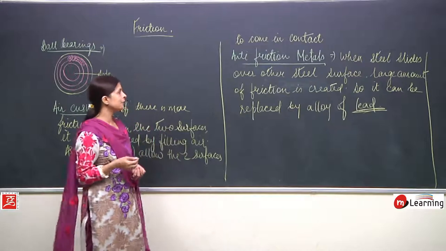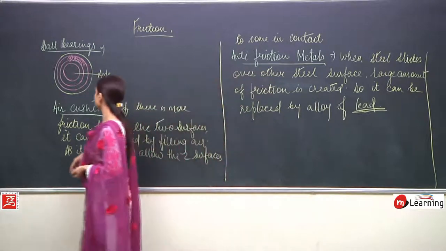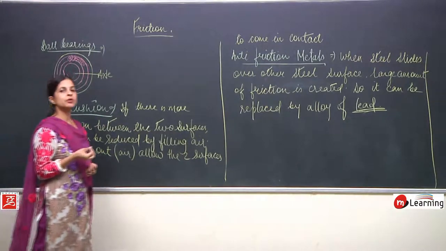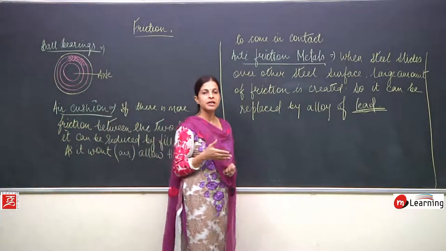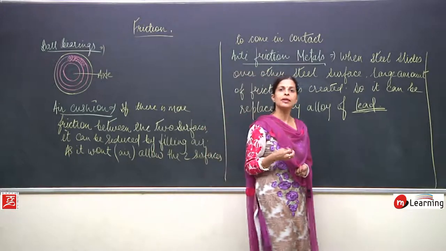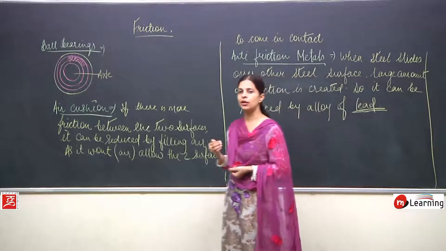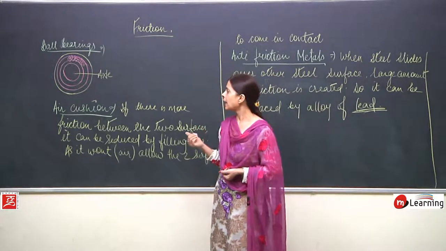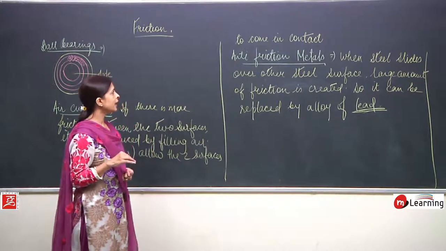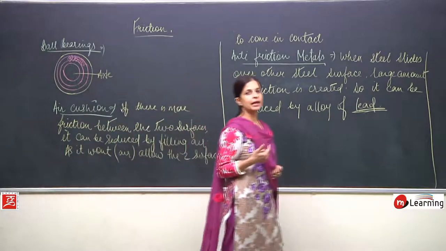Now we have discussed everything: ball bearings, air cushions and also anti-friction metals. By making changes in the shape, that means a streamlined shape, by adding lubricant, by polishing the surfaces, by use of ball bearings, by changing the surface, like circular things, the friction gets reduced. Also by filling air between the surfaces where the friction is there, and by use of anti-friction metals. All these are the ways how friction can be reduced.